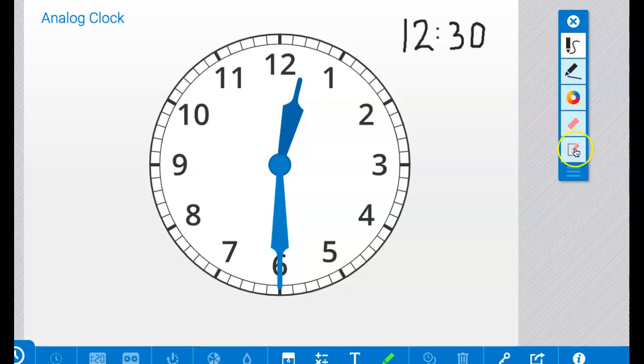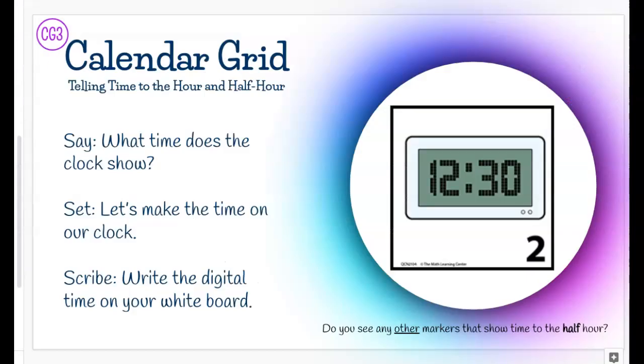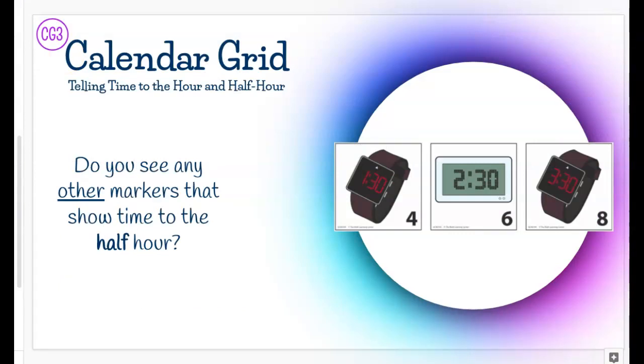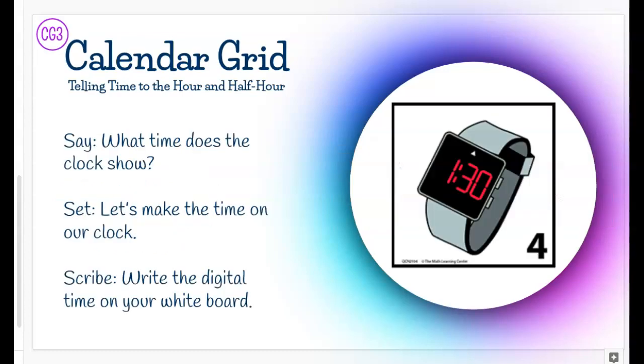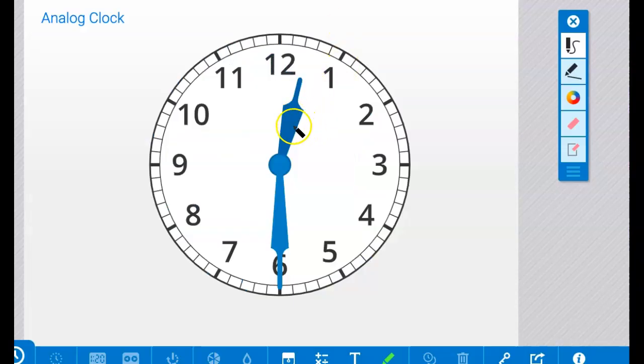Now there are a few more calendar markers that show time to the half hour. Let's have a look at each of these. What time does the clock show? Say it with me. 1:30. Let's set it on our clocks. Now we need to be moving our hour hand. Where should we move our hour hand?